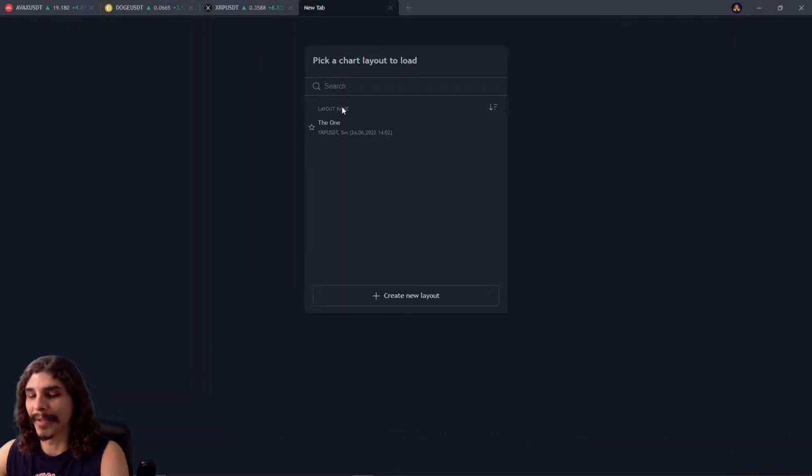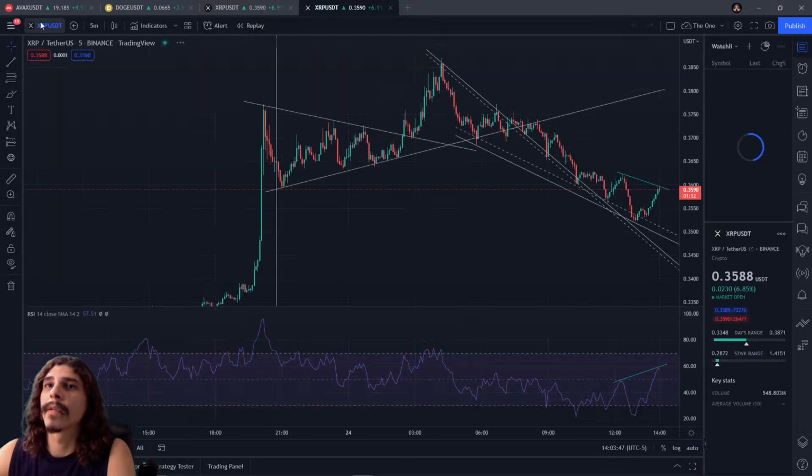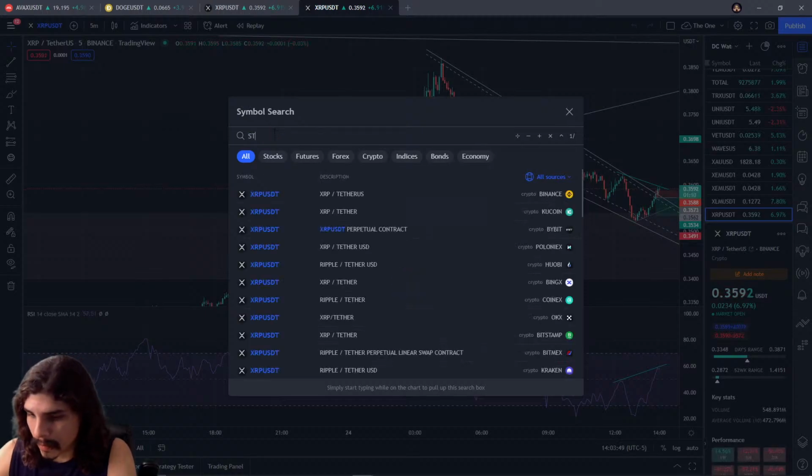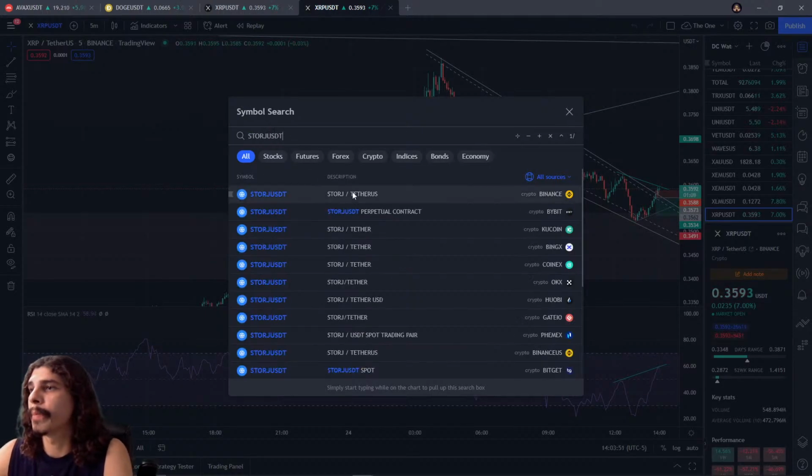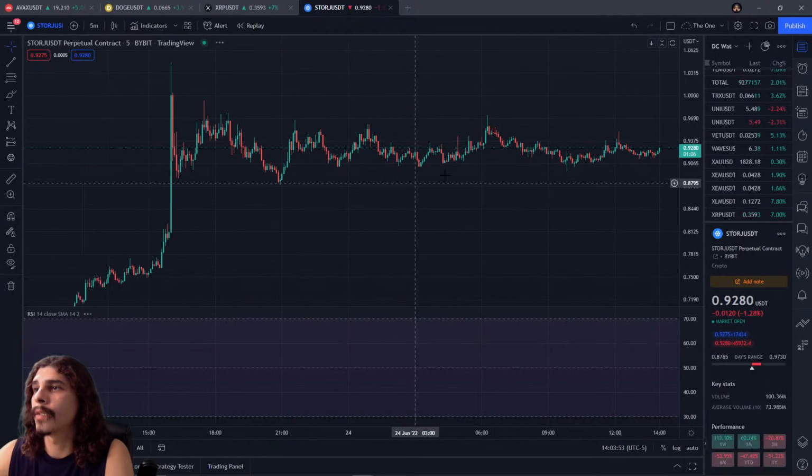Take a look at storage, brother. I'll go ahead and take a look at what we got. Oh, let me just pull up the chart first. Storage. That has been popping. Gotta have some balls of steel to trade that.